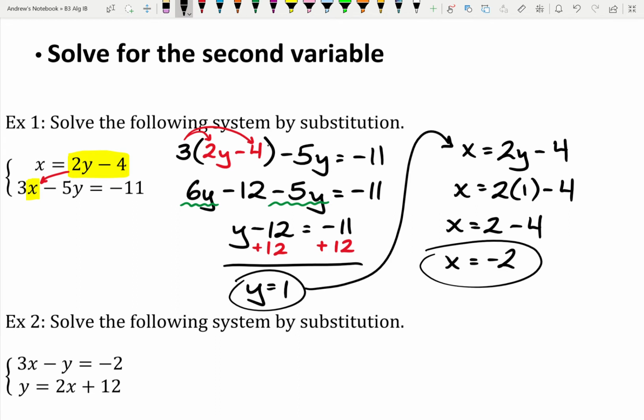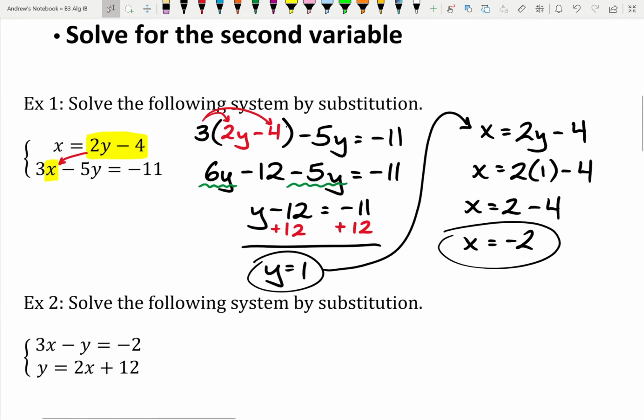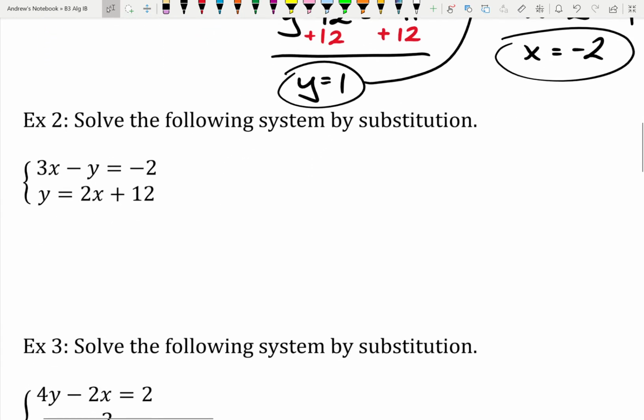So again, pretty similar to how we were doing substitution earlier this week with the two y equals whatever. Pretty similar, except for that first step. So the first step is the tricky one. Okay, let's try another one out.